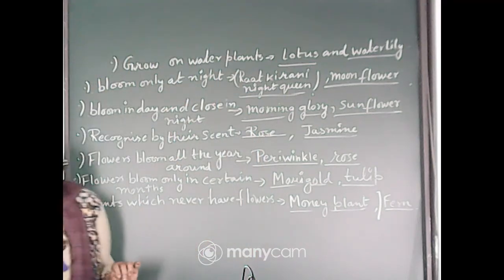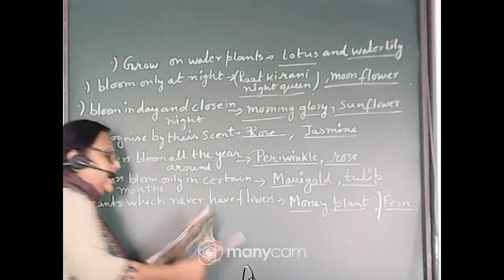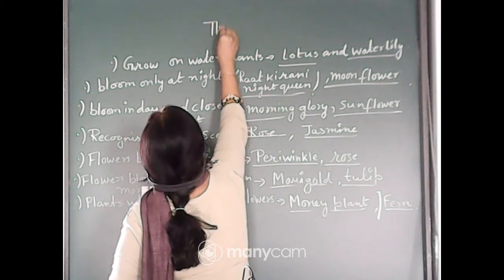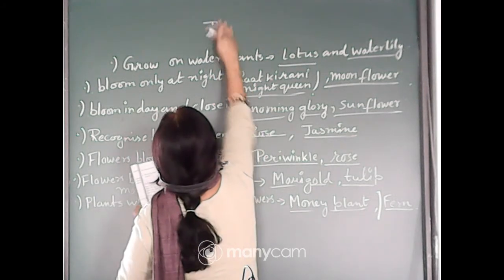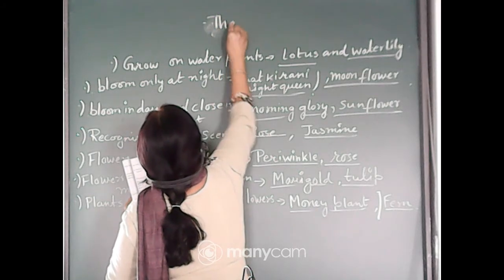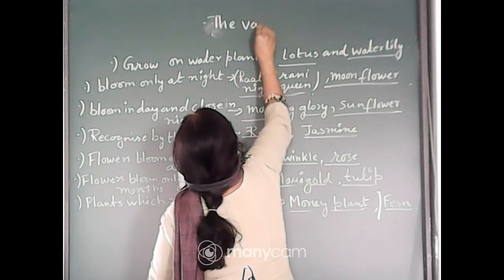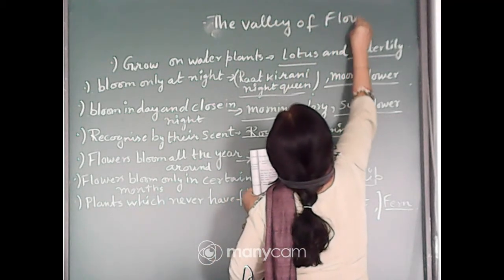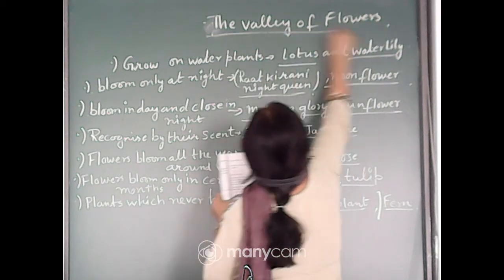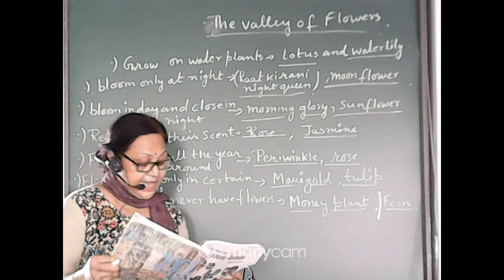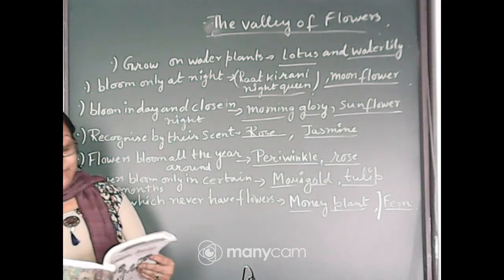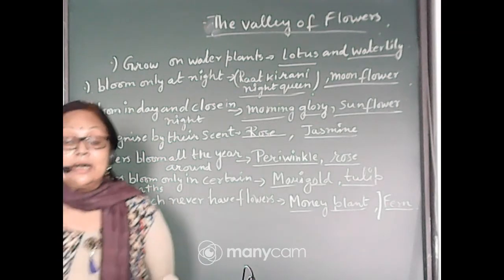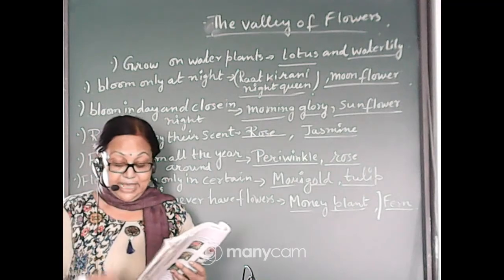Value of the flowers, actually I have already started, okay, but only 1 and 2 pages we have completed. So today I'll complete the next part of the chapter. This is the value of the flowers. We have completed up to page, which page have we completed? Up to page 86 we have already completed, isn't it? So now we will start from page number 87.